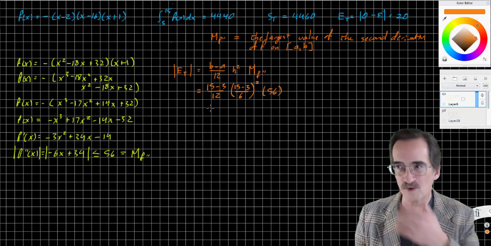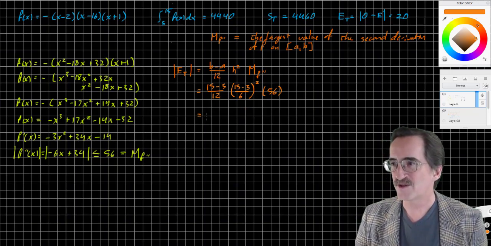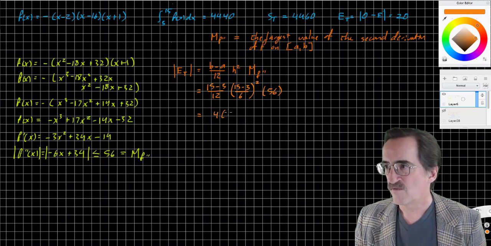Don't forget the squared there. That's a very important factor. I've done that before. This is the voice of experience. 15 minus 3 is 12. Divided by 12 is 1. 15 minus 3 is 12. 12 divided by 6 is 2. 2 squared is 4. 4 times 56 is 224.